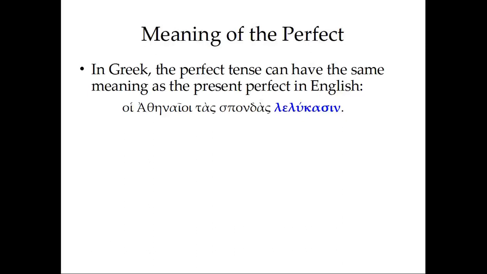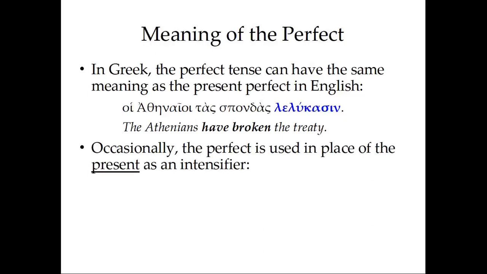And lelukasin is the third person plural perfect tense indicative of the verb lua, which can mean break or destroy or tear apart. So what have the Athenians done? They have broken the treaty. This is the same sort of situation we'd use the present perfect in English. The Athenians have broken the treaty, so now it's time to make them pay. The past action, the breaking of the treaty, bears upon the present. It influences what we are going to do now or in the future.